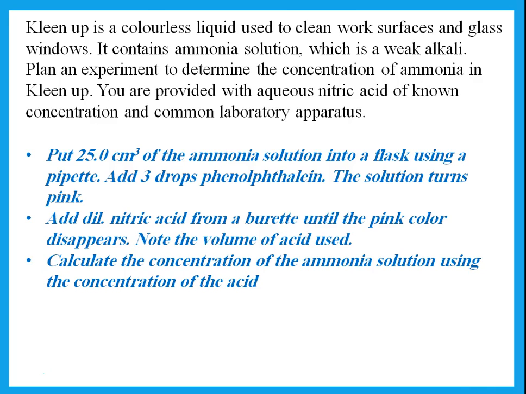So what we're doing is put 25 centimeter cubed of the ammonia solution into a flask using a pipette. Add 3 drops phenolphthalein. The solution turns pink. Add dilute nitric acid from a burette until the pink color disappears. Note the volume of acid used and then calculate the concentration. So all you're doing is you're doing titration in order to know how much acid I need to react with this specific amount of ammonia. Then I can go on and calculate the concentration.